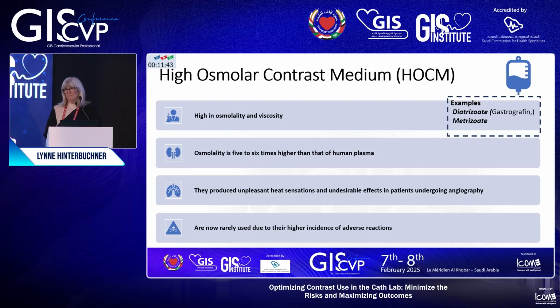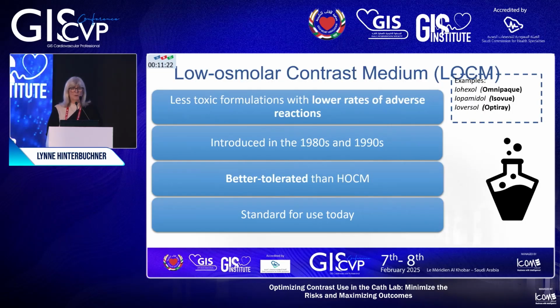In the old days, when I started in the cath lab, which was a very long time ago, we used the high osmolar. They were not tolerated well by the patients in the cath lab. They are used in other areas of radiology, but in the cath lab they were not tolerated well, and you had more adverse events. So they very happily moved away from those, and newer agents were developed in the 80s and 90s, the low osmolar, and they're much better tolerated. They're the standard use in the cath labs today, and you have lower rates of adverse events.